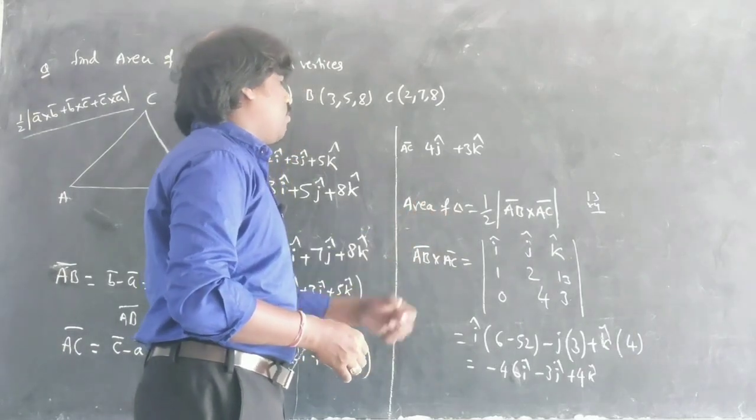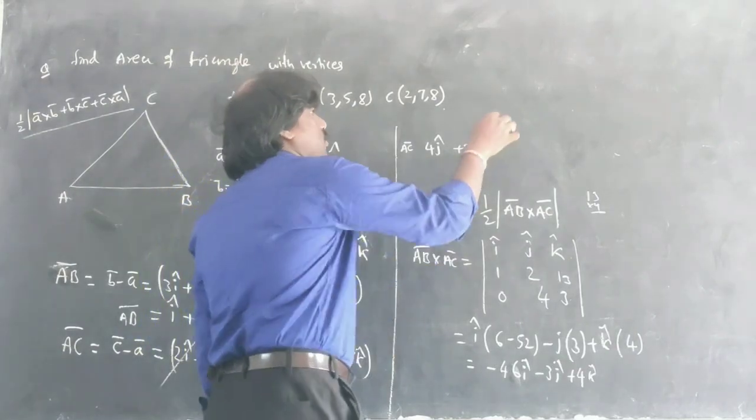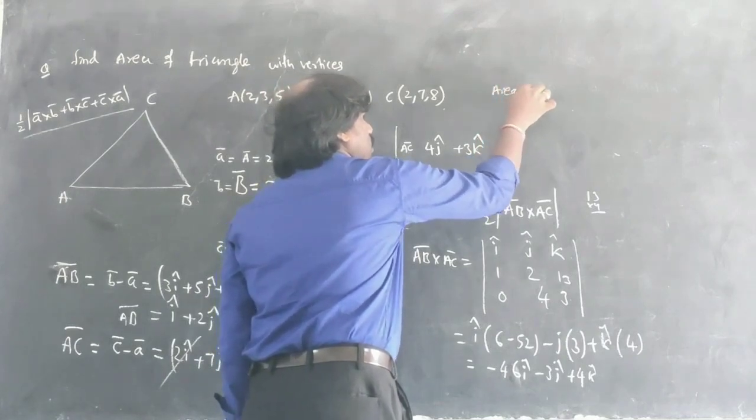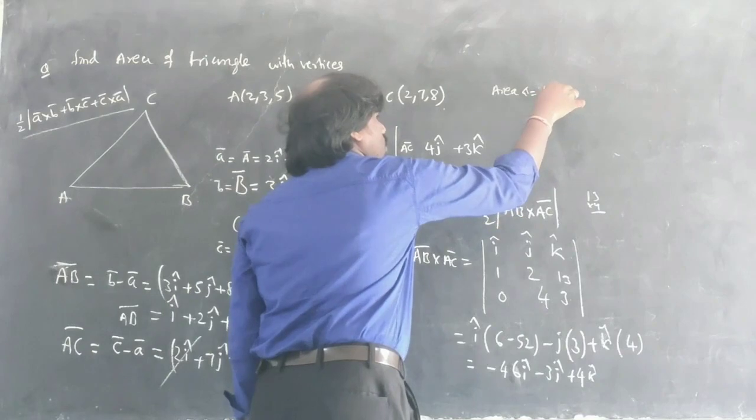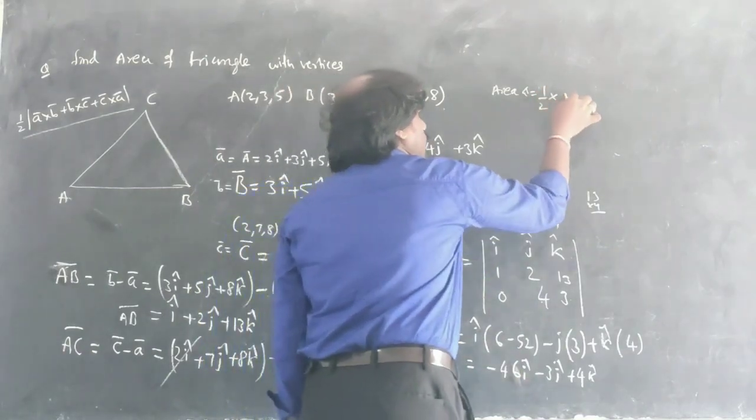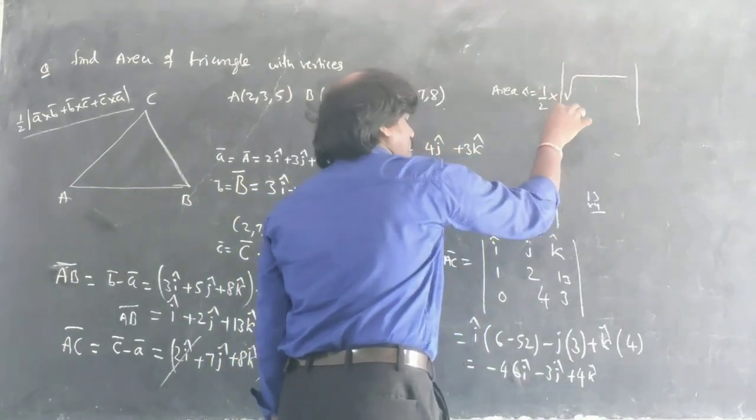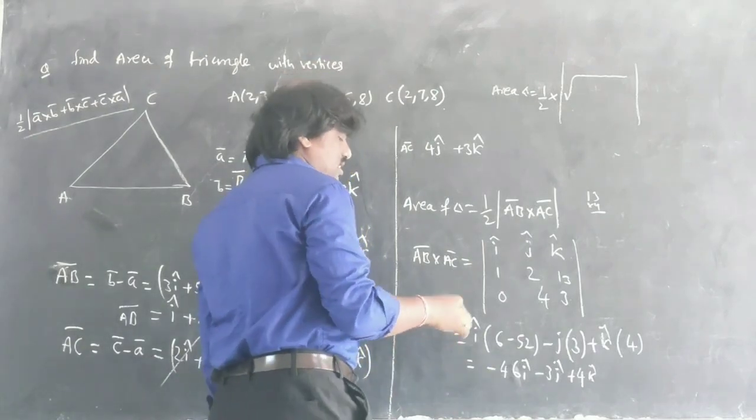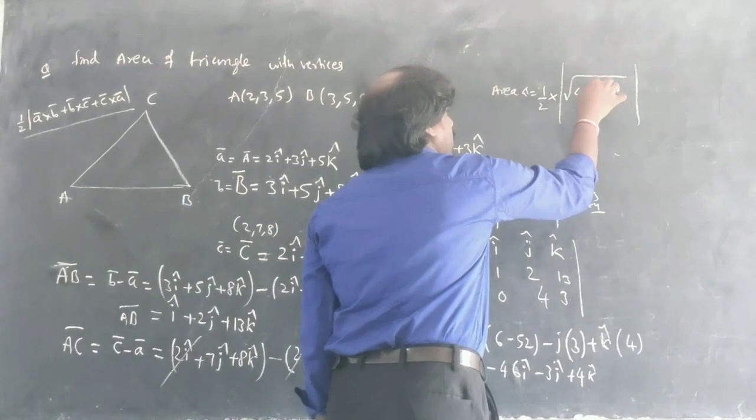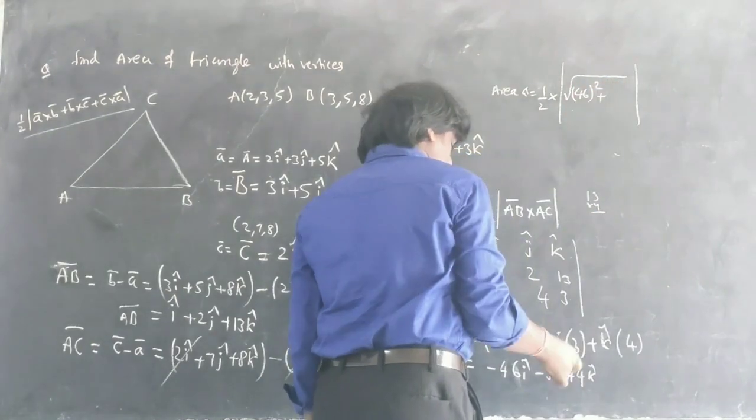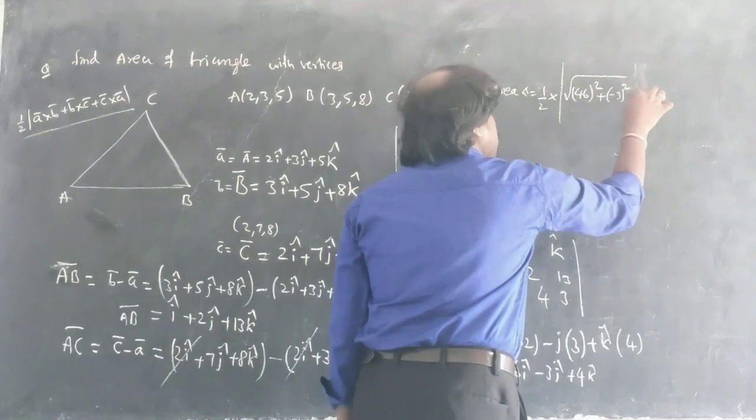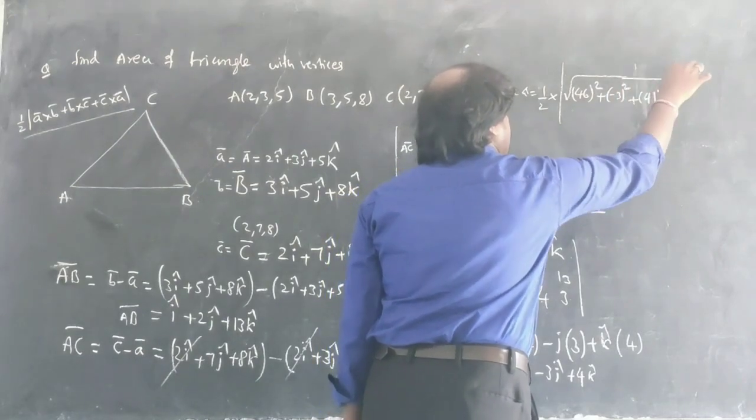Now what you have to find is the modulus of this. So the area of the triangle is equal to half into the magnitude of this, square root of 46 squared plus minus 3 squared plus 4 squared, because you have to square each component. I can write like this.